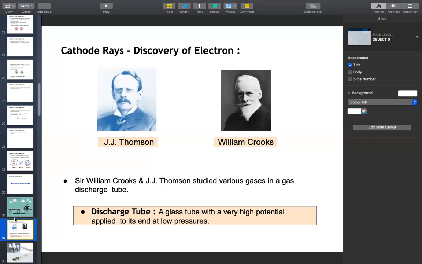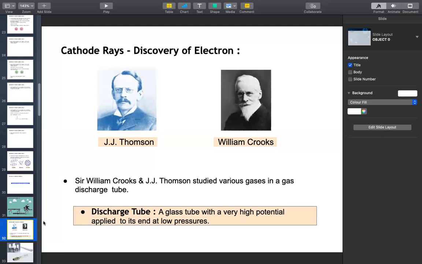Do they ask scientists' names in JEE? No, no one will ask. They have many more important things to ask other than this. Can it come at board level? Yes, they can ask fill in the blanks, such as who discovered the electron. You should write J.J. Thomson.